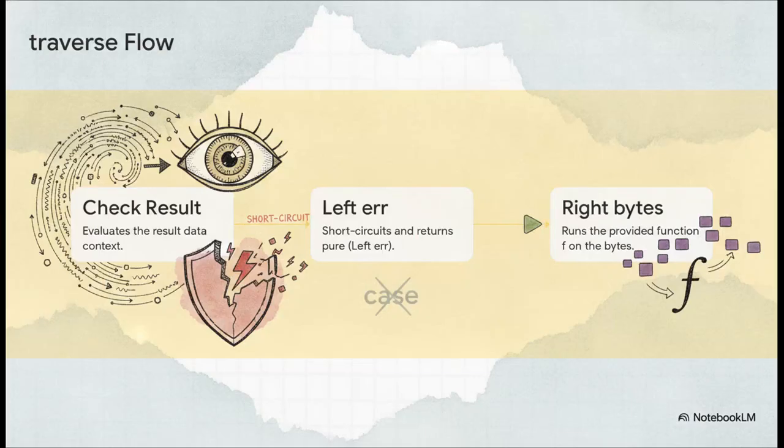Now, what's really interesting about this slide is the exact logical flow of what happens under the hood when traverse f result is called. It's elegantly simple. Step 1, it checks the result. Step 2, if it's a Left, it short circuits and simply returns pure Left error, without ever even touching your function f. This saves you computation time and totally cleans up your code. Step 3, if the result is Right, it executes your function f on those bytes. It's totally automating that clunky case statement we saw earlier.